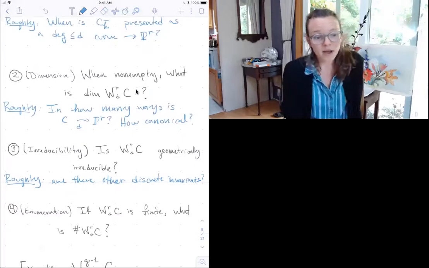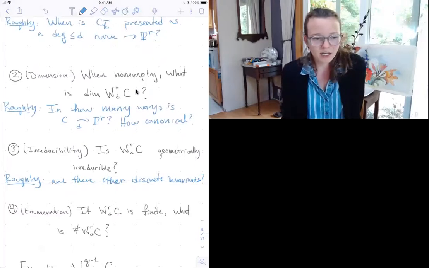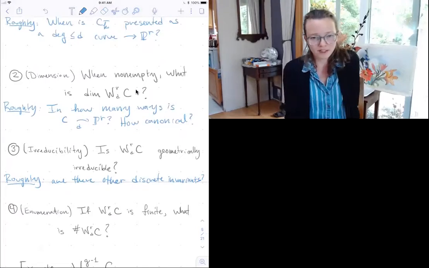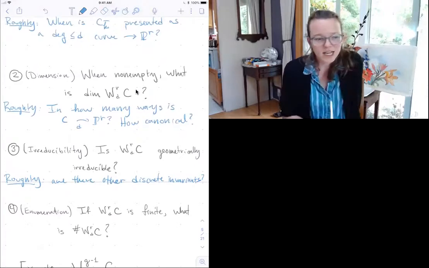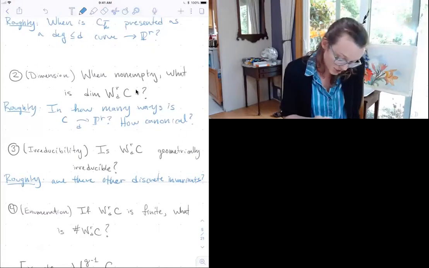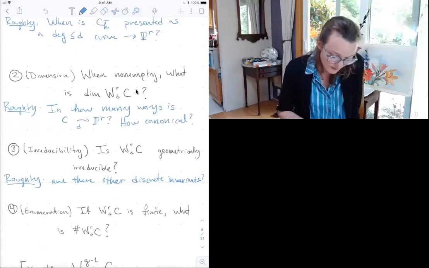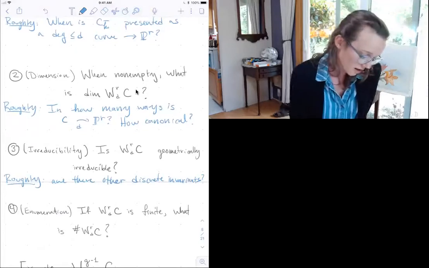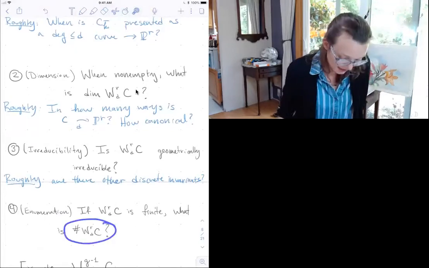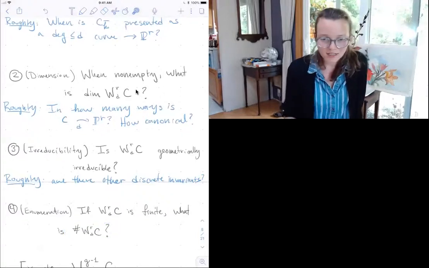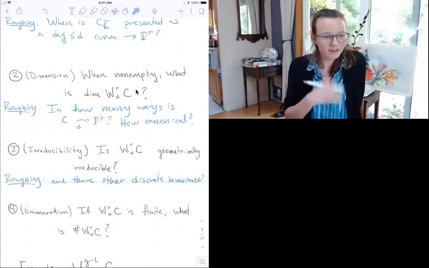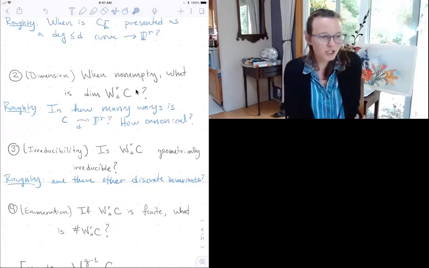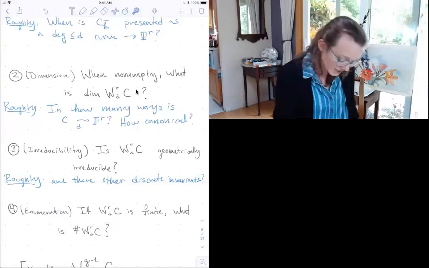And finally, you might only expect this space to be geometrically irreducible if it's positive dimensional. If it's dimension 0, maybe there's no reason it should be just a single geometric point. And so if it's dimension 0, you can ask, how many geometric points are there? What is the length of this zero-dimensional scheme? And that's the final question. So that's the lay of the land of geometric questions that you might be interested in.